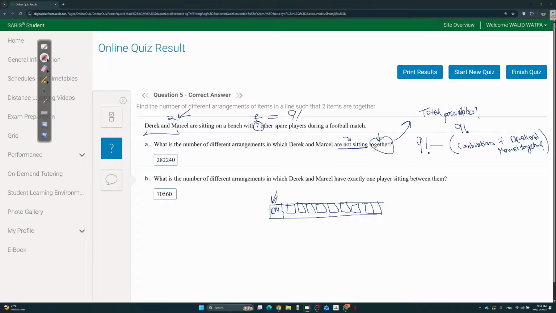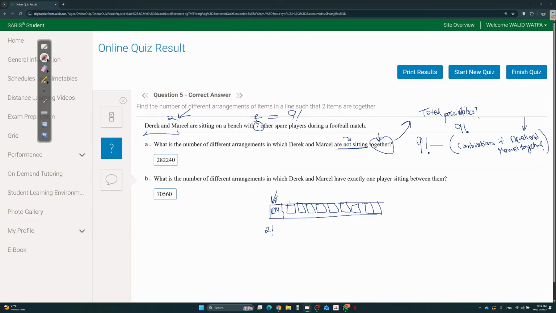First, here you have two different slots, two different letters. So how many possibilities of arrangement do you have with Derek and Marcel? 2 factorial. And by the way, if you don't know this, you can either have Derek Marcel or Marcel Derek, right? So anyway, we're looking at the combinations if Derek and Marcel are together.